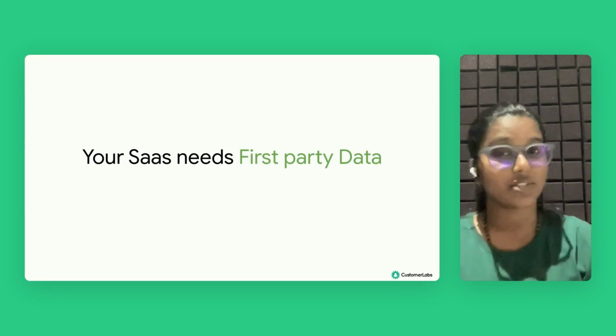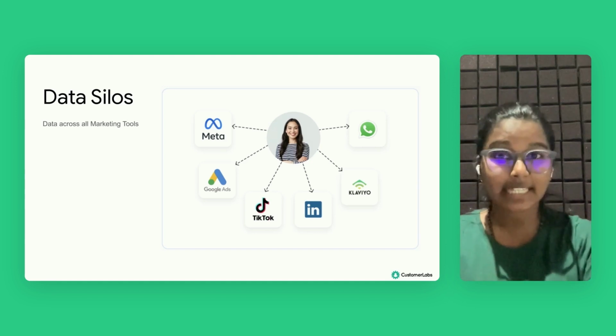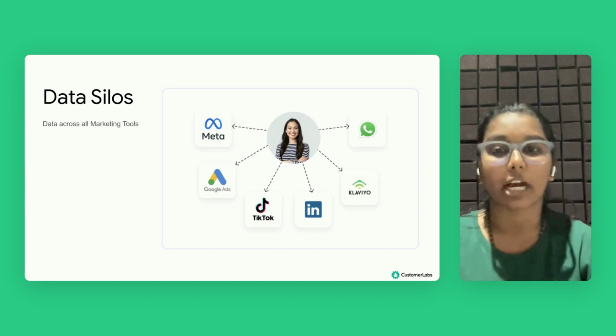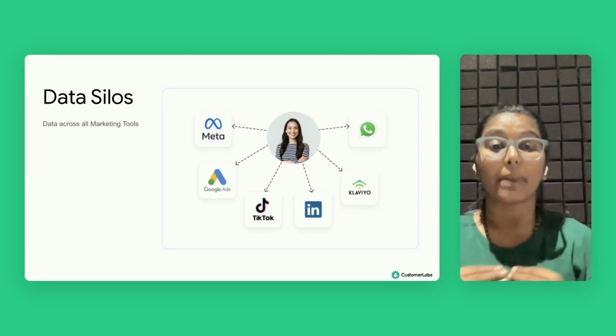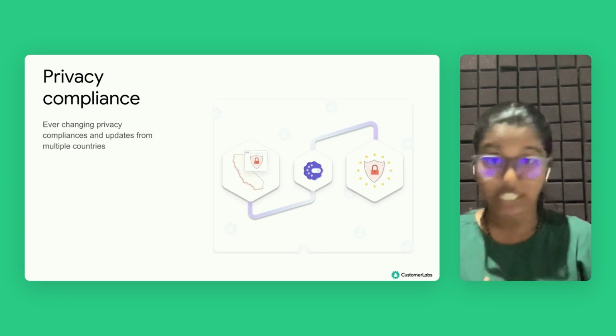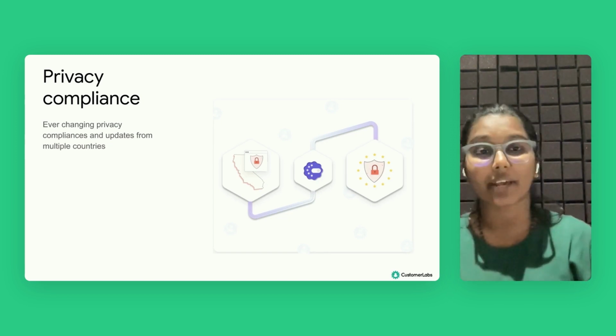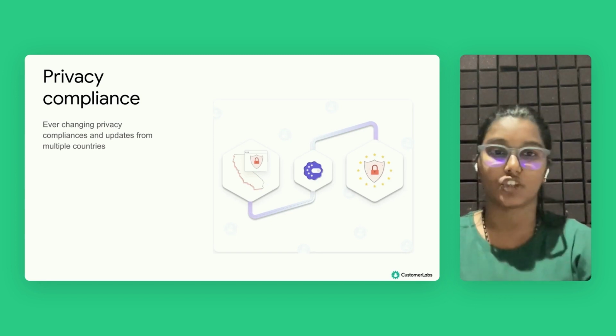Your SaaS business needs first-party data. Let's see why. Data silos are an issue when you have multiple marketing tools. Your customer data is scattered across all these tools, and mapping your customer journey is a pain. Tracking the behavior of a user is an issue when you have multiple user privacy policies coming up. This is where you need to start your first-party data journey.